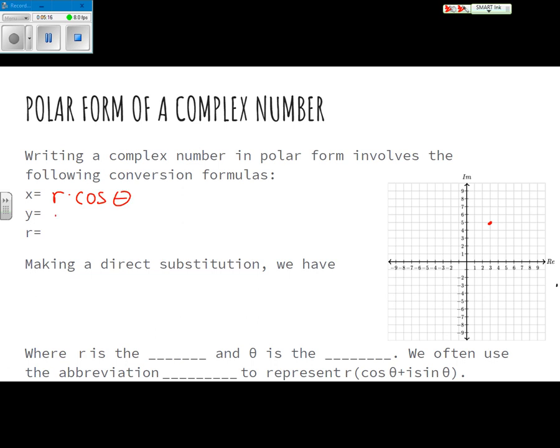And our y value is r times sine theta. And then just using Pythagorean theorem, r is going to equal the square root of x squared plus y squared. So you might be thinking, okay, whoa, he's going too fast. Where did all that come from? Well, let me show you.